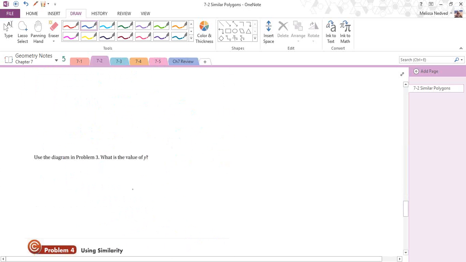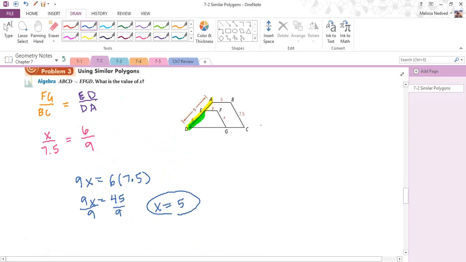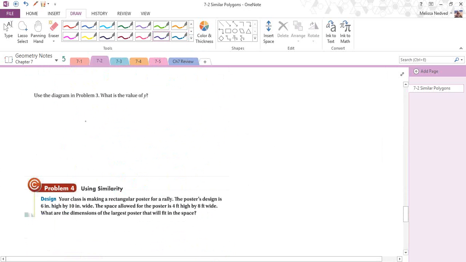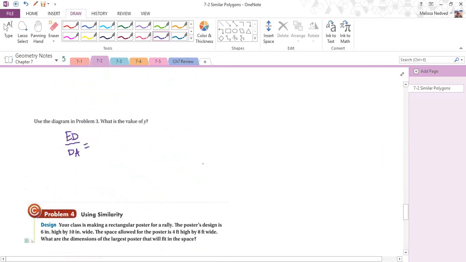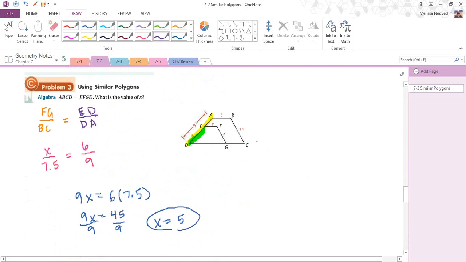Now, the second part down here says we're going to use the same diagram, and we want to find the value of y. Especially when we're looking at the same diagram, I always like to stick with what I know. I could certainly use FG over BC, I could say 5 over 7.5, but I'm going to stick with the one I know: ED over DA.